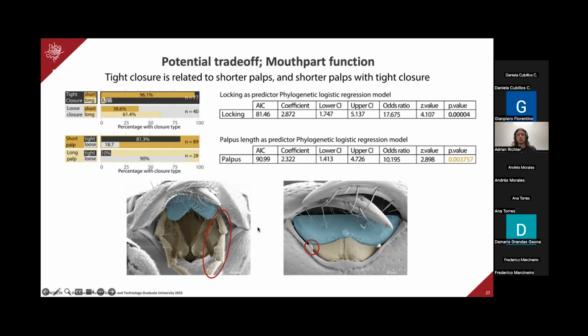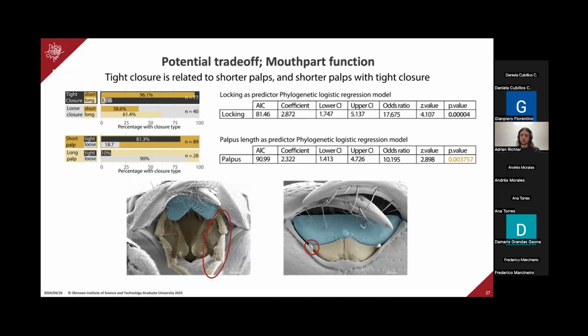And the palpus is an important sensory organ, of course. And so if you have it shortened, then you just have less of the sensory capabilities and can use it less. And here as well, the statistical association was pretty clear, also with taking phylogeny into account. Palpus length predicts tightness level, and tightness level also predicts palpus length. And so I think there could be a trade-off: if you have tight interlocking, you need to reduce other mouthpart functions.